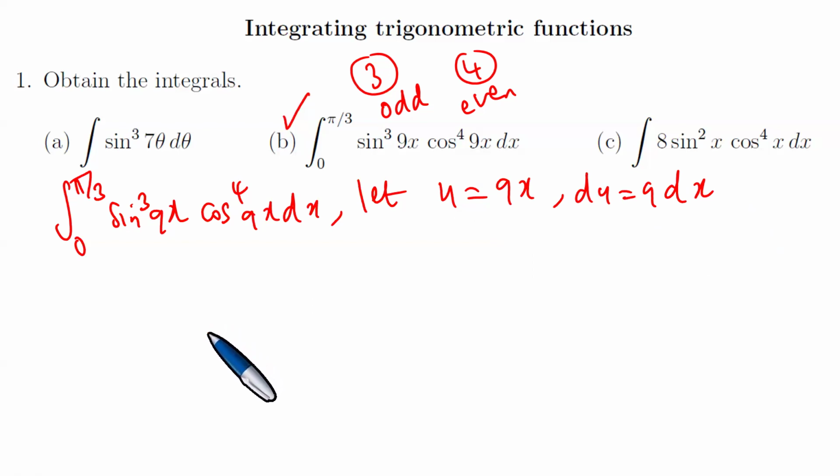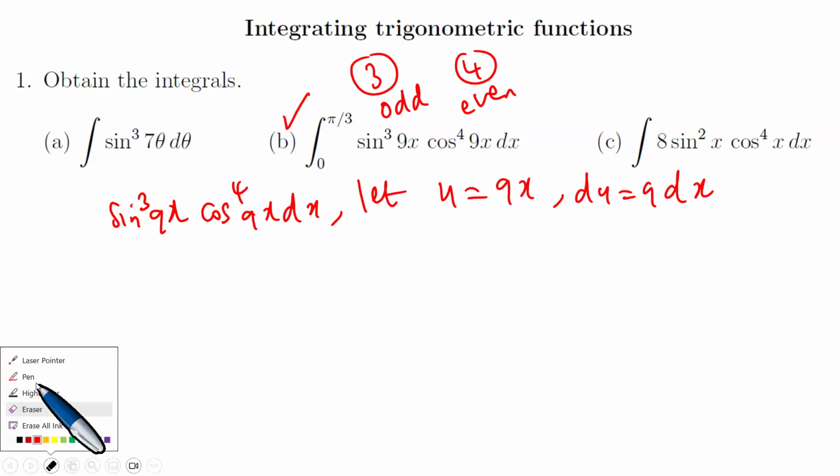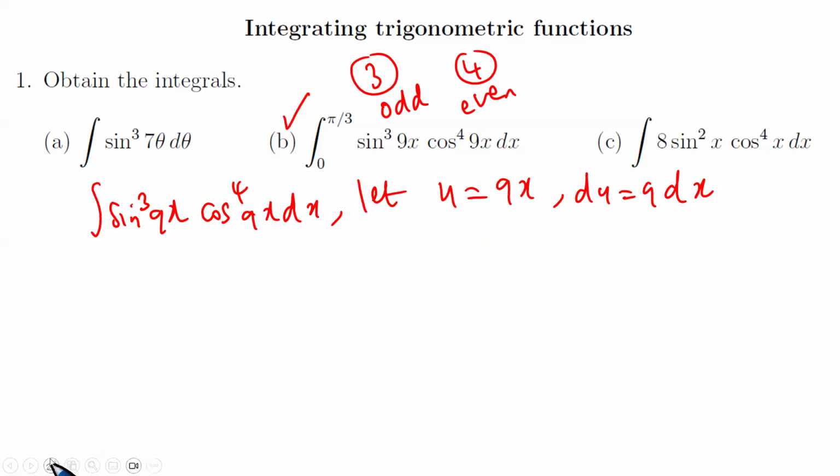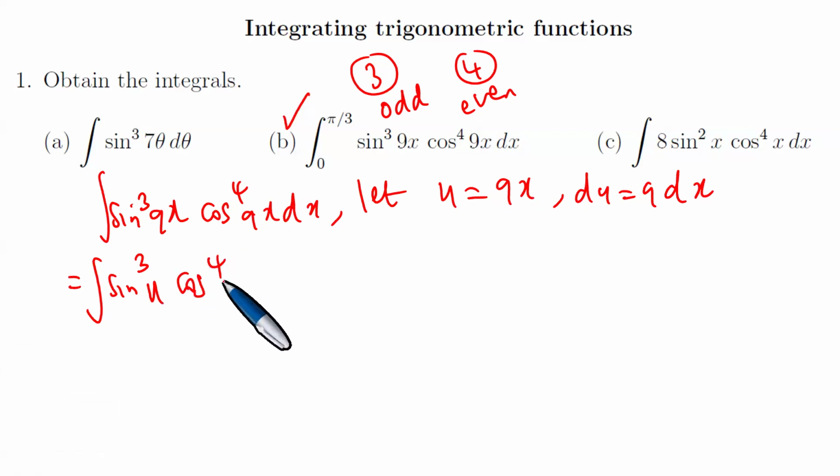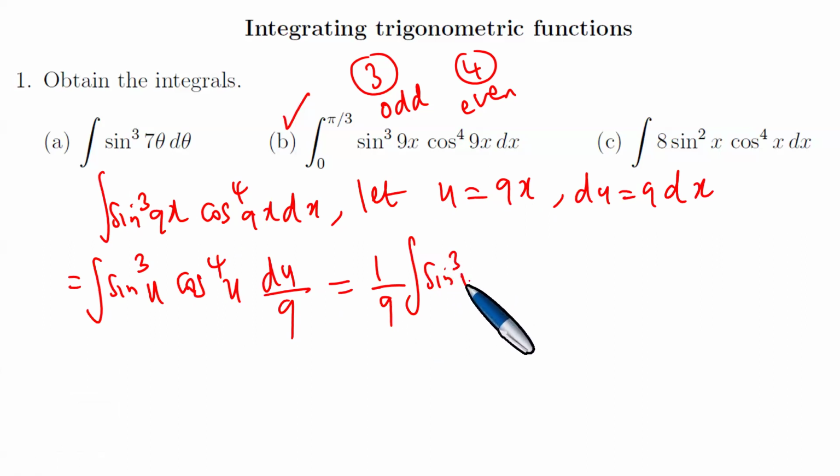Now, the best approach is sometimes to leave out the limits of integration, perform the integration, and then put in the limits later. That becomes the strategy, because we need to first make sure we get the correct integration, and then we can apply the limits. So at this point we get sine cubed. What is 9x? It's u. So you put u, cosine to the 4th power u, and dx is du over 9, so 1 over 9.